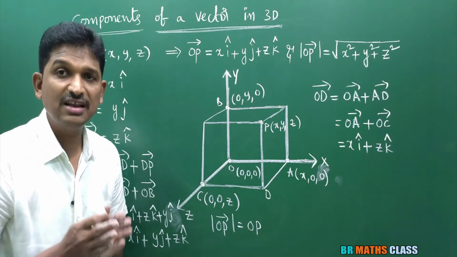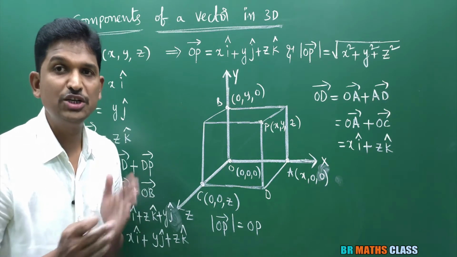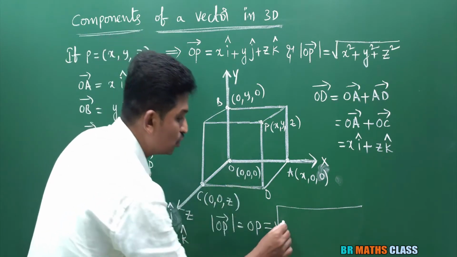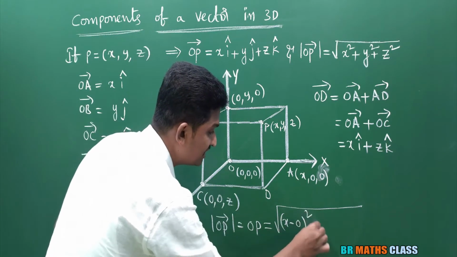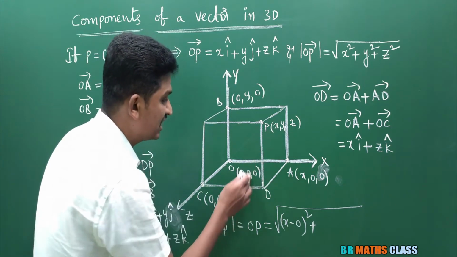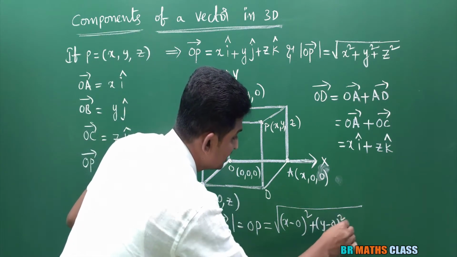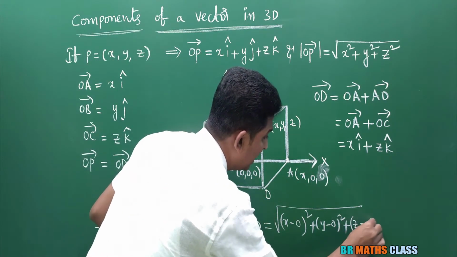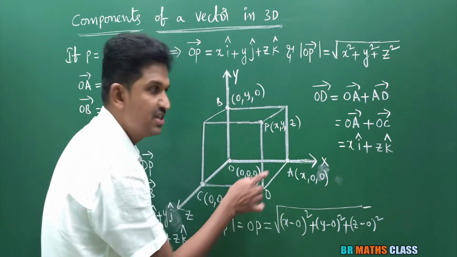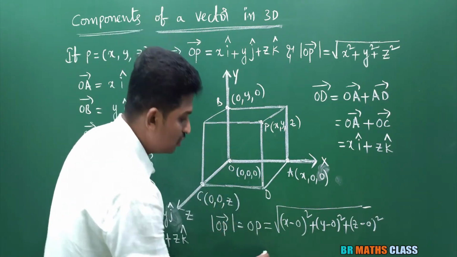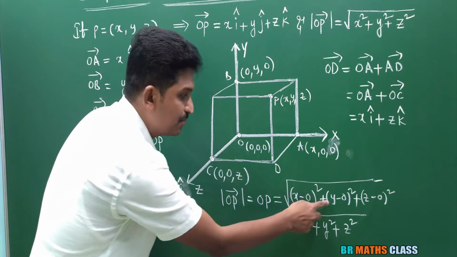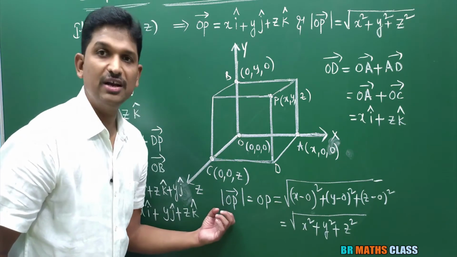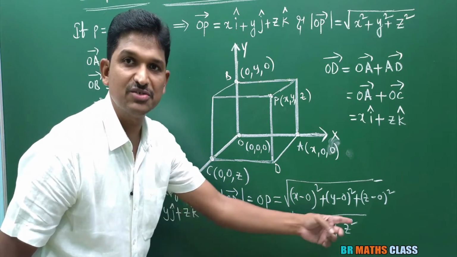You know in class 11 three-dimensional geometry, you learned the distance between 2 points: root over x2 minus x1 whole square, that is x minus 0 whole square, plus y2 minus y1 whole square, that is y minus 0 whole square, plus z2 minus z1 whole square, that is z minus 0 whole square. I consider this point as x1 y1 z1, this point as x2 y2 z2. Now x minus 0 whole square is x square, plus y square, plus z square. So you got that magnitude of OP bar is root over x square plus y square plus z square.